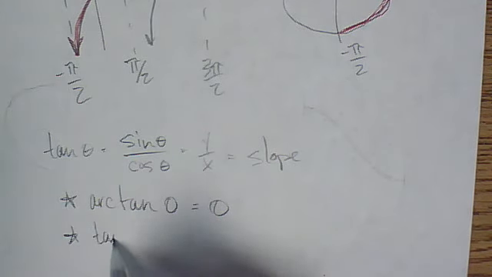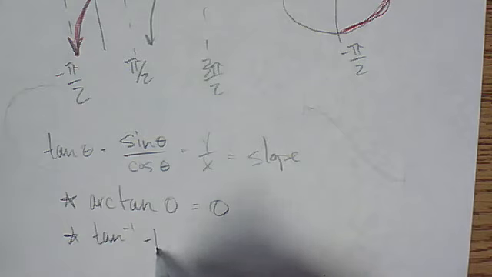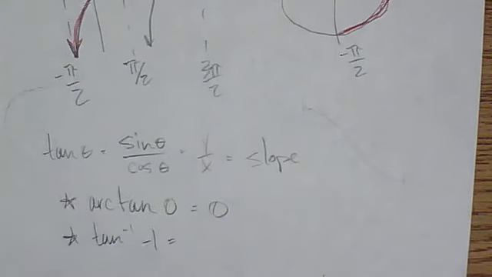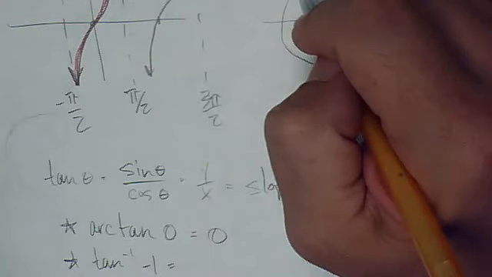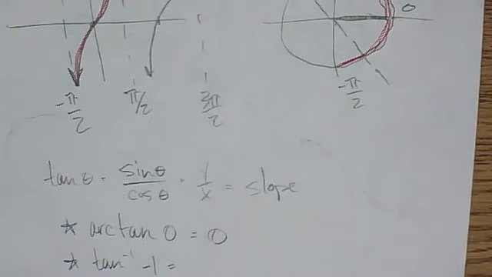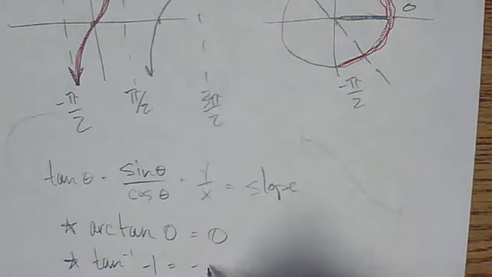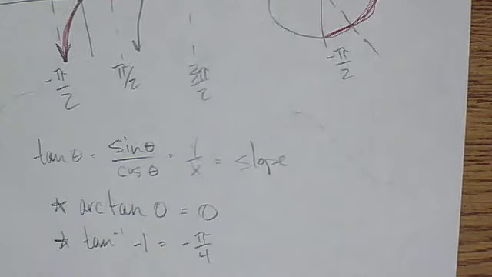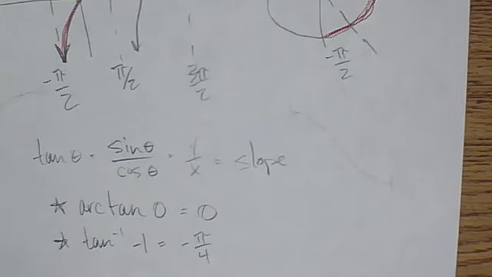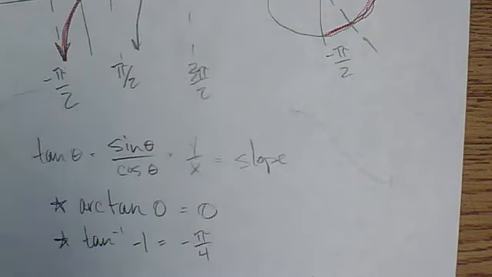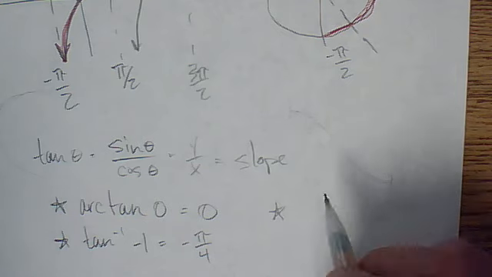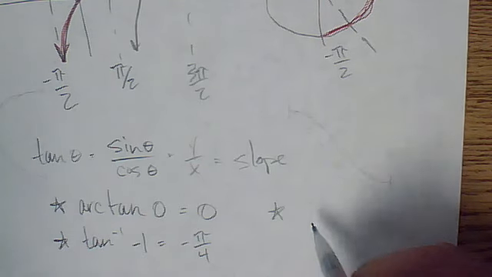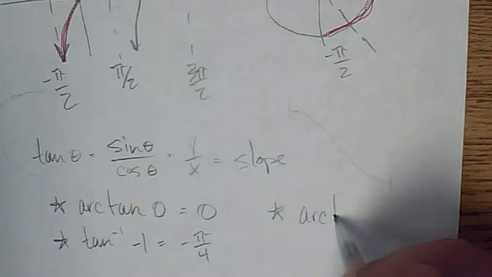The inverse tangent of -1, where is the slope -1? It's right there, that part of the graph, which would be negative pi over 4. Remember, your answer has to fall between negative pi over 2 and pi over 2. So you can't say 7 pi over 4. That doesn't work. And then when it comes to the common angles, you have some weird ones here.